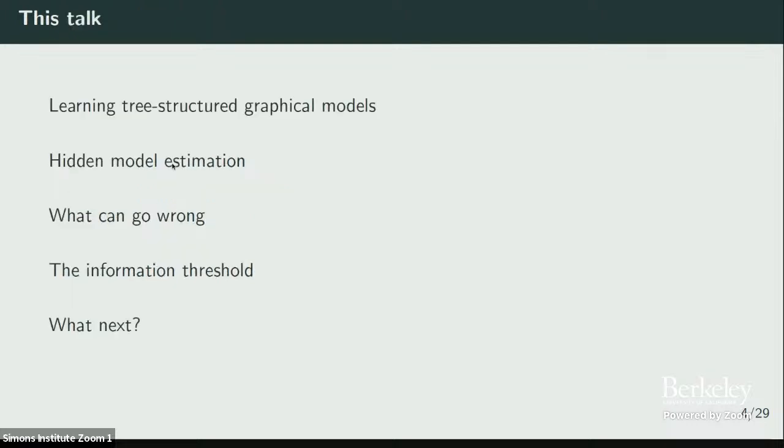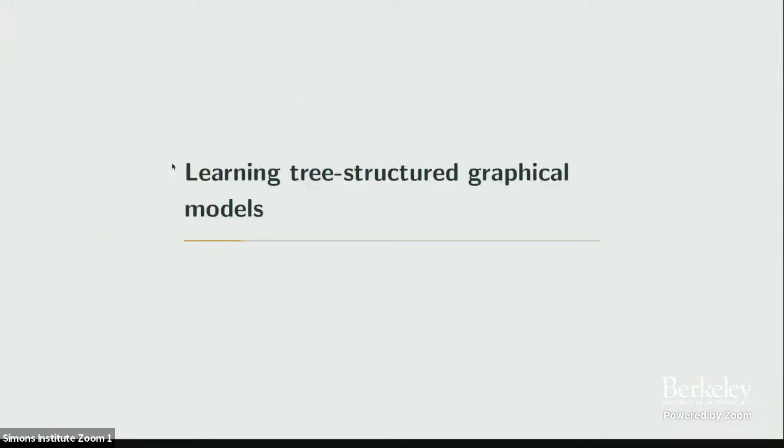So in this talk, I want to talk about the way we're thinking about this problem, or problems like this, in the framework of learning tree structured graphical models. In particular, we're looking at a hidden model problem, a noisy version of the problem, and try to understand what can go wrong, and then introduce a quantity that we are calling the information threshold, which generalizes an object that people study when they study tree structured graphical models. All right, so let's set it up.